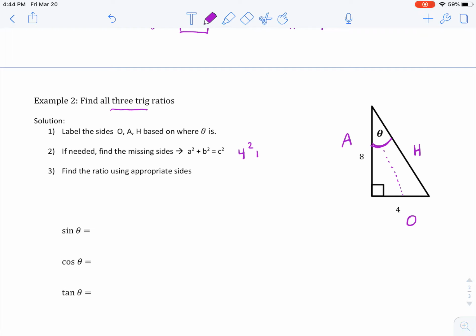So the 2 legs, 4 squared plus 8 squared. Let's call the hypotenuse x again. Will equal x squared. Let's see, that'll be 80. I'll square root both sides. So at this point you can use the technique that we learned earlier in the week about factoring till you get primes.